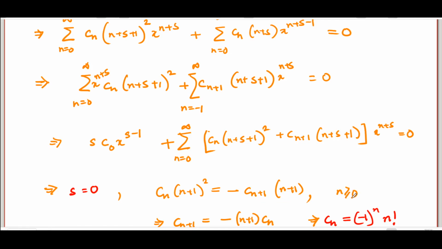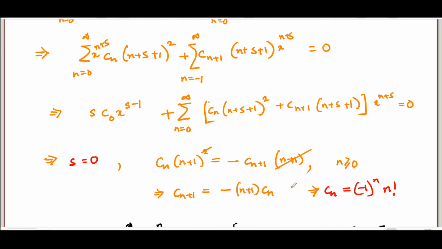So for all n which are 0 or more, you have Cn plus 1 into n plus 1 is Cn into n plus 1 whole square. In other words, n plus 1 can be cancelled between the two since n is 0 or more, so there is no possibility of division by 0 here. And you will end up with this expression, the Cn plus 1 is nothing but minus n plus 1 Cn. So C2 is nothing but minus 2C1, which in turn is minus 1C0, and so on.